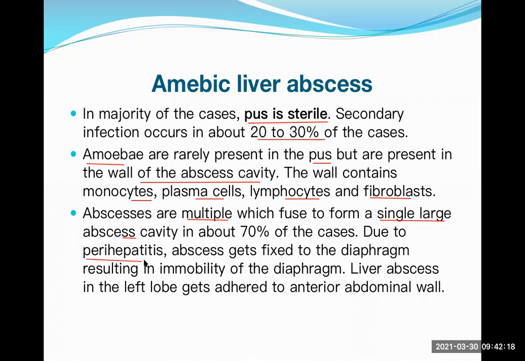Due to perihepatitis, meaning inflammation around the liver, the abscess gets fixed to the diaphragm, resulting in immobility of the diaphragm. It can happen. And because of the same reason, sometimes the abscess may rupture upward into the right pleural cavity as well. So right-sided empyema thoracis is quite common in case of amoebic liver abscess. A liver abscess in the left lobe gets adherent to the anterior abdominal wall as well. So these are some of the problems because of perihepatitis.